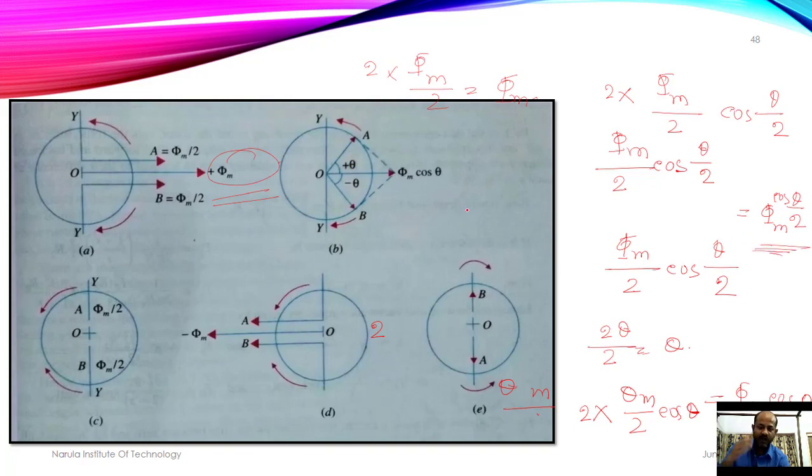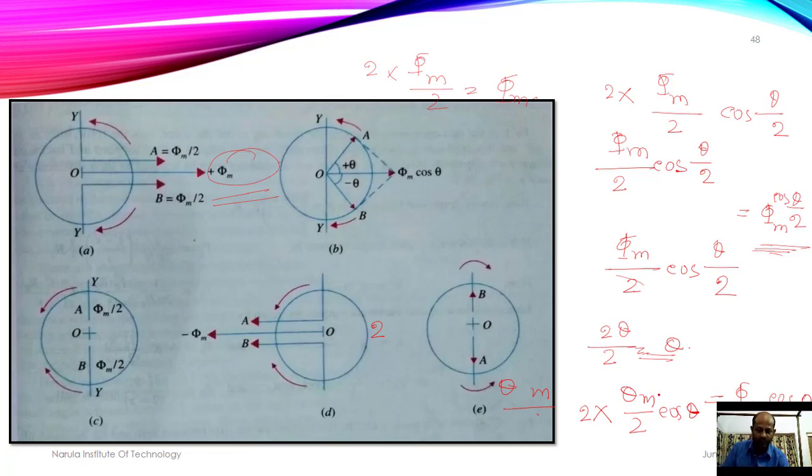Now, a different aspect is we have taken the total angle as 2 theta. So each is 2 theta by 2, that is theta, and this is phi m by 2. So the component in the resultant direction is phi m by 2 cos theta, and for B it is also phi m by 2 cos theta. I am not considering these two angle sines. So it will become 2 into phi m by 2 cos theta, that is phi m cos theta.